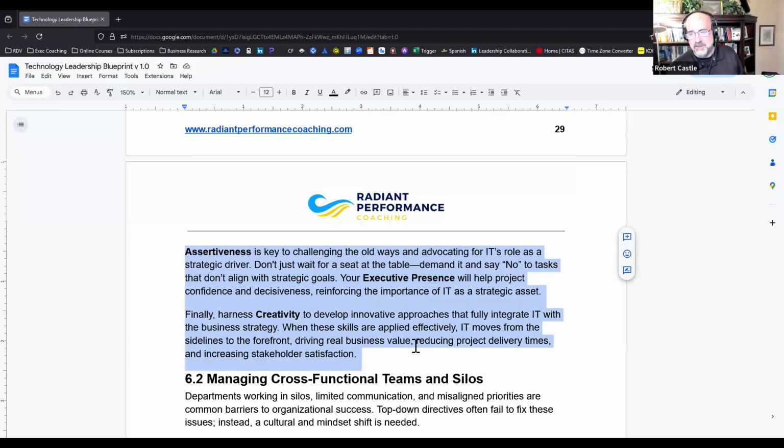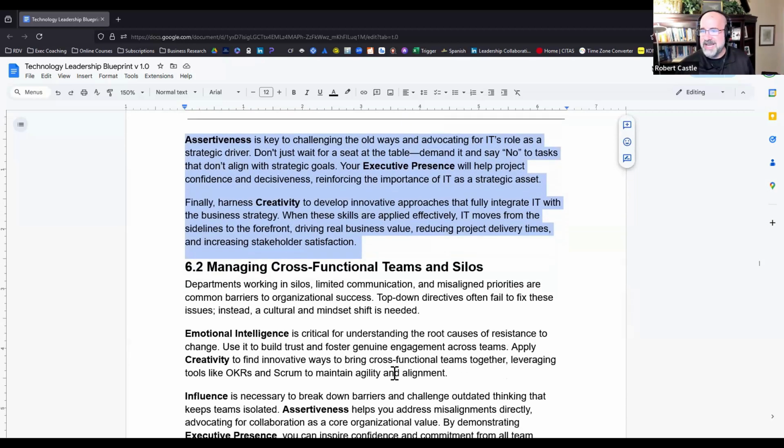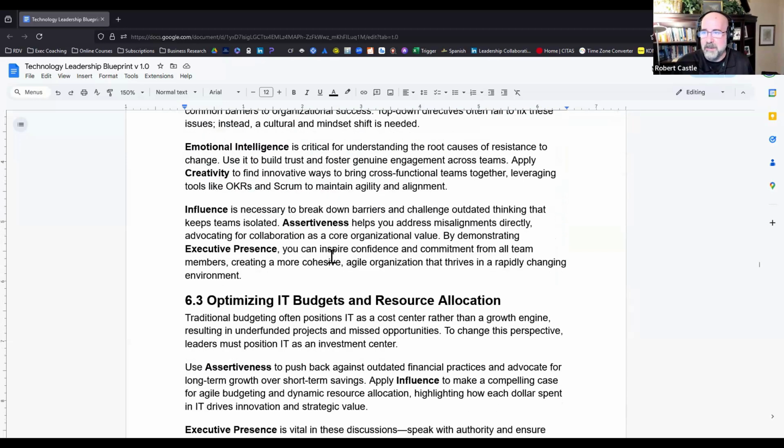Finally, harness creativity to develop innovative approaches that fully integrate IT with the business strategy. When these skills are applied effectively, IT moves from the sidelines to the forefront, driving real business value, reducing project delivery times, and increasing stakeholder satisfaction.